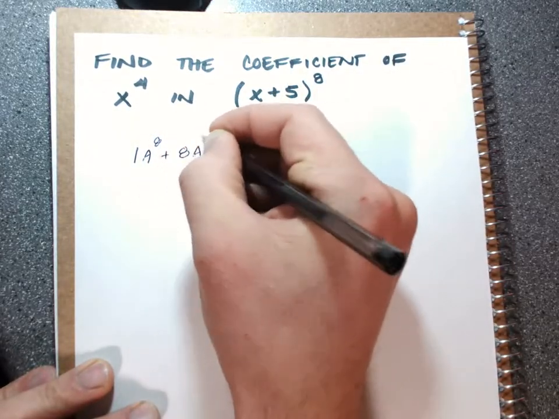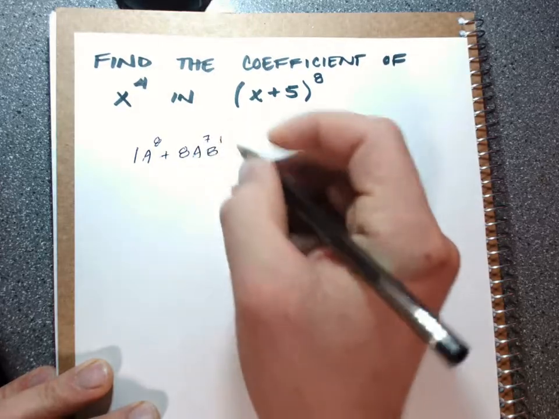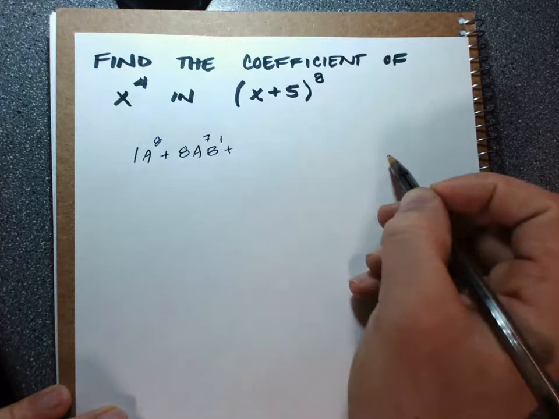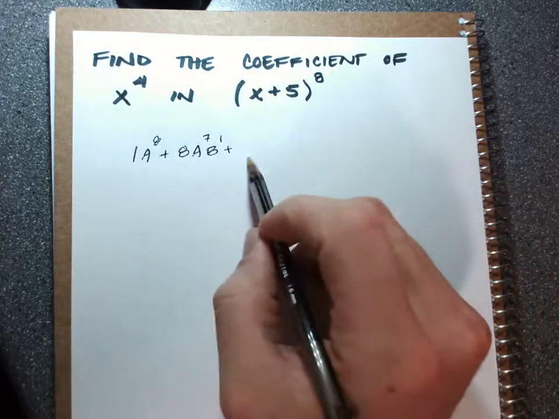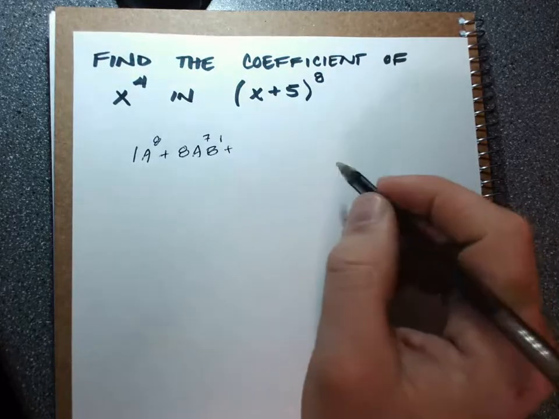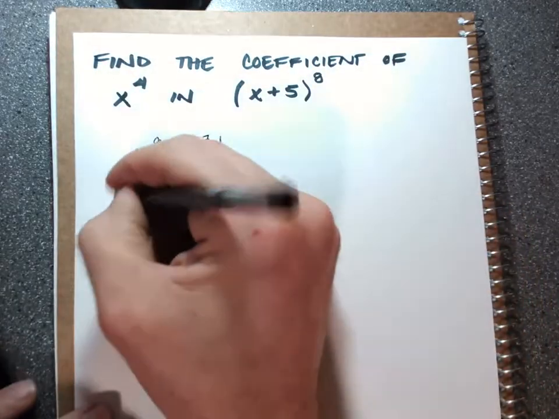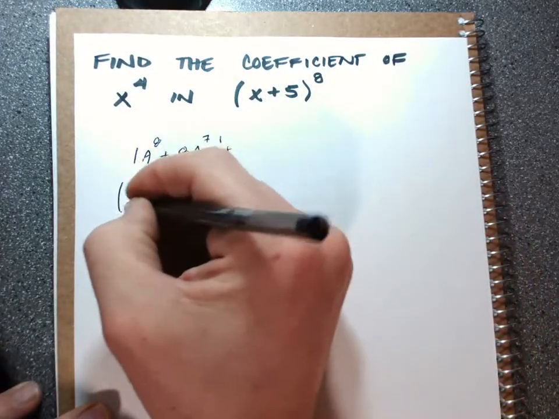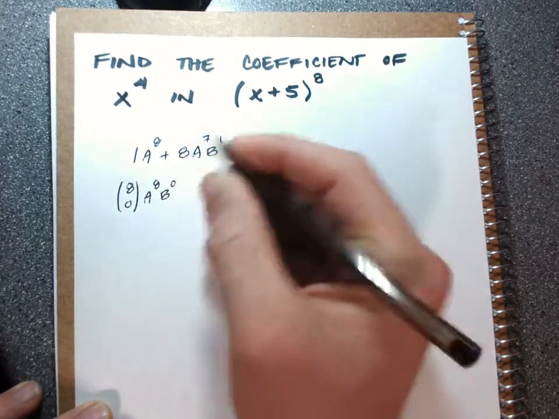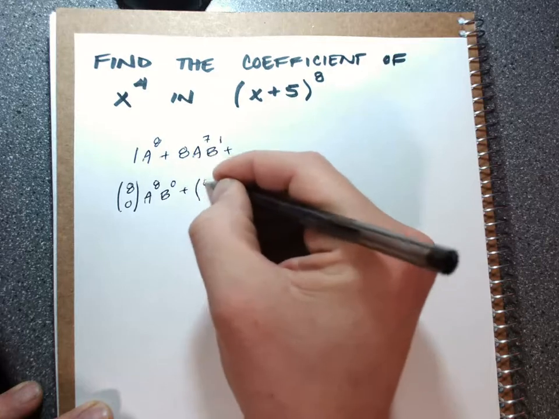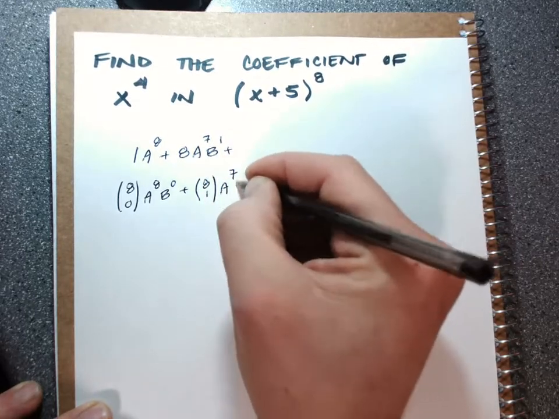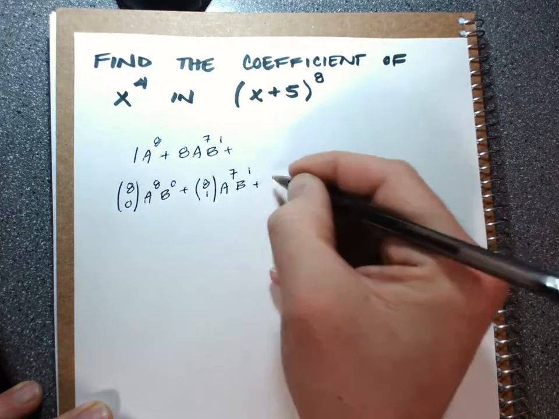8 a to the seventh b to the first, and then it's maybe not entirely clear unless you've studied Pascal's triangle what the coefficients are to come. And so a reminder that the 1 is 8 choose 0. That'd be a to the eighth, b to the 0. The 8 represents 8 choose 1, a to the seventh, b to the first.